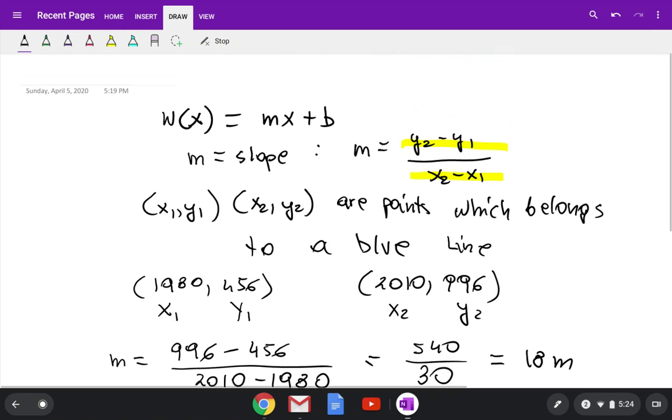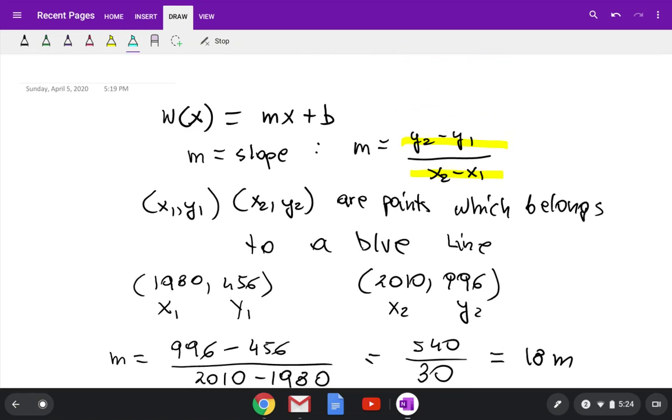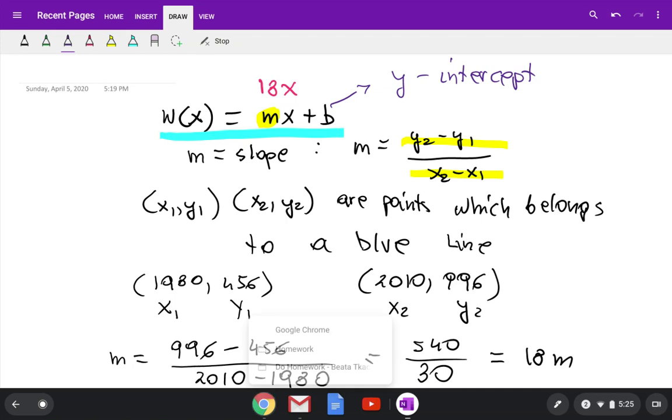When you build the equation of the straight line, mx plus b, m has to be replaced with the slope, which is 18 in our case. So it's going to be 18x, and you have to figure out what b is, and b is the y-intercept. First, let me go back to the graph and see if we can see the y-intercept, which is a point on the y-axis.